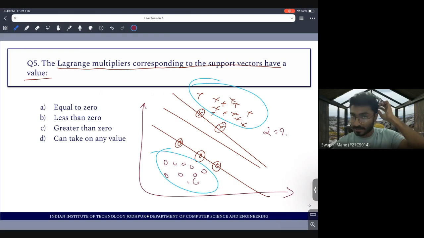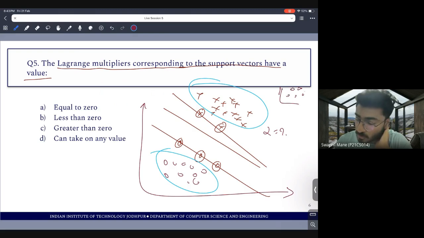So the Lagrange's multiplier actually determines which points influence the decision boundary. That's why we have introduced the Lagrange's multiplier. Because in KNN we have stored all of the points, right?